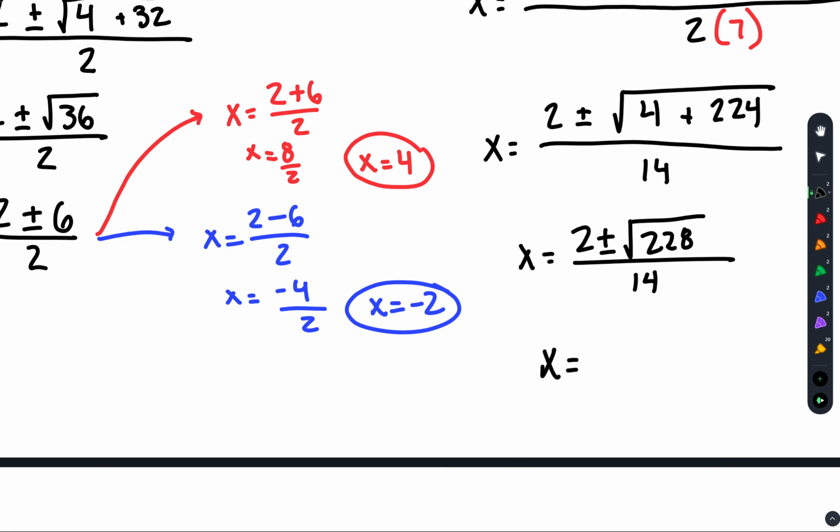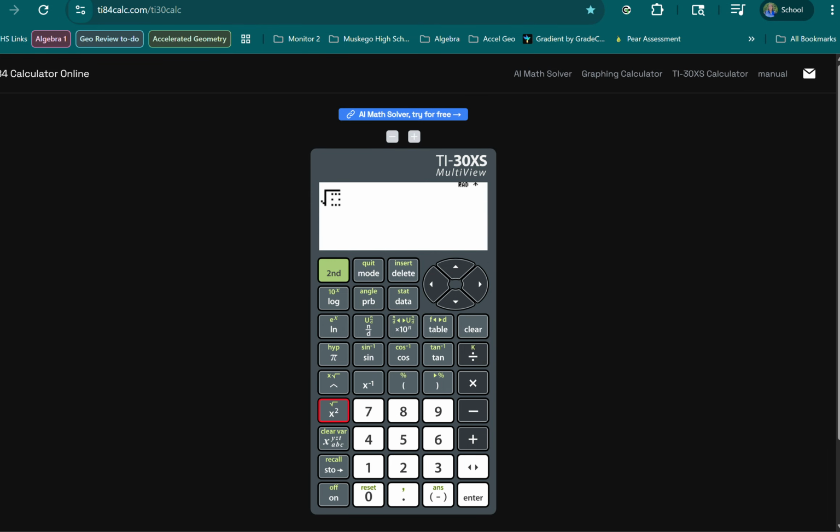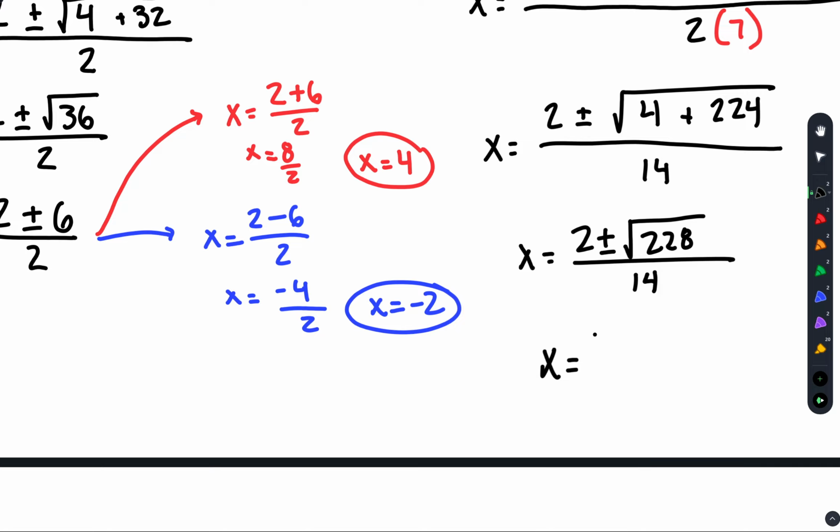I am literally just typing in the square root of 228 into my calculator. If you have a weird calculator like mine, you're probably going to get a radical in there. But the decimal approximation of this, rounded to 2 decimal places, is 15.10. Okay, because we're rounding up. So 15.10 is what's going to go in my equation here. 2 plus or minus 15.1, or sorry, 0.10, all over 14. Everybody good with that? 2 decimal places.